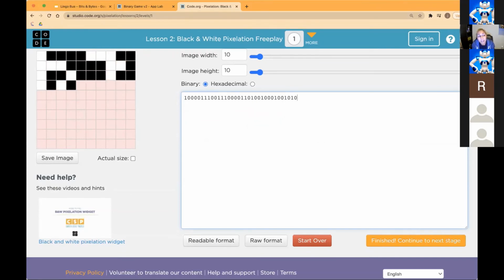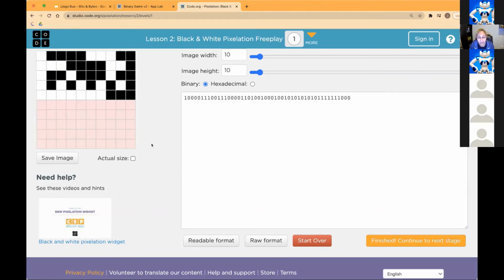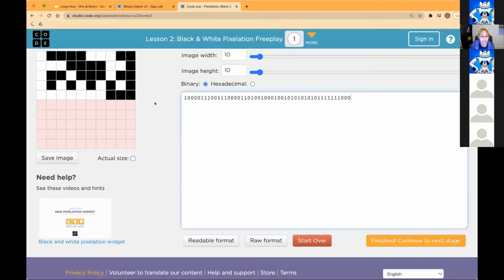And so I can keep putting a bunch of ones and zeros to try to make something like the smiley face that I had on the screen. Once you do that, if you click on actual size, it's going to show you how big that picture actually is. But we're zoomed in a lot so we can see these individual pixels. So let's see what you guys can make. Take a couple of minutes and see if you can make an image using ones and zeros.